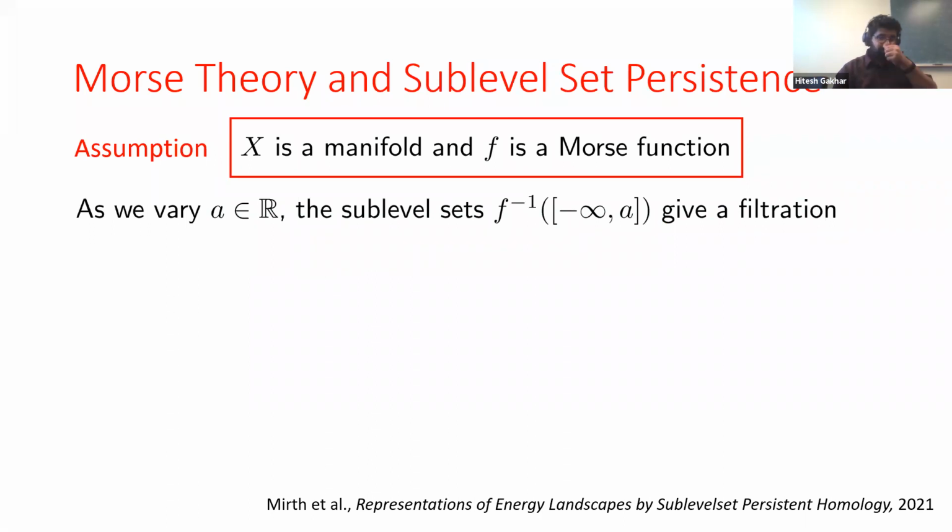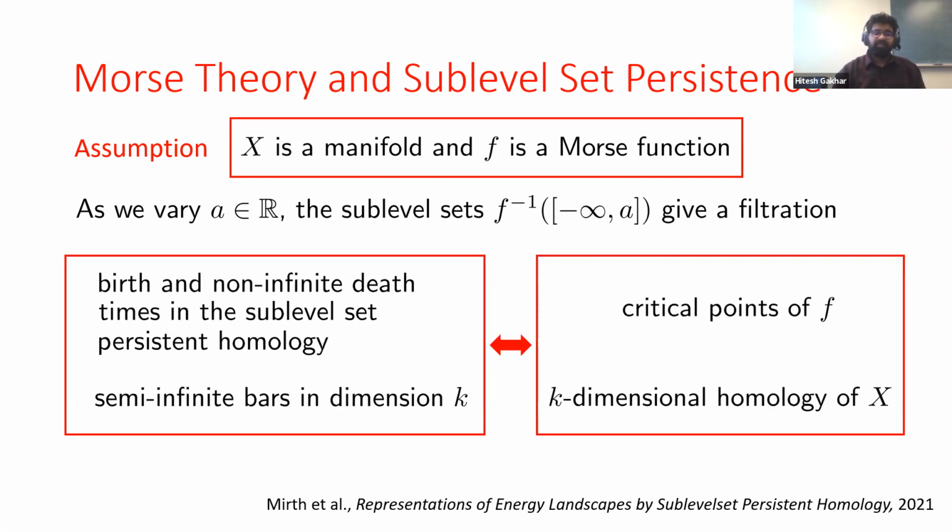We already talked about that: sublevel sets of this function F give us a filtration. It turns out that there is a connection between sublevel set persistence of F and the critical points of F as well, if F is a Morse function. The birth and the non-infinite death times in the sublevel set persistence are actually related to the critical points of F. In other words, any finite bar will be connected to two critical points of F.